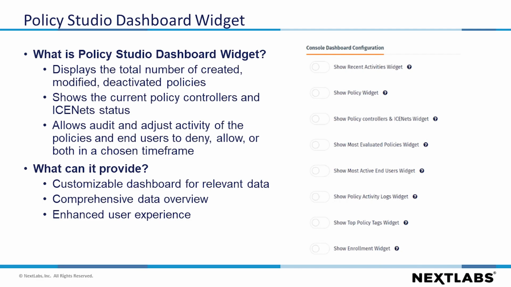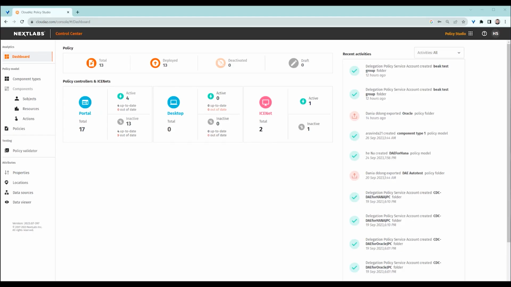user experience. In my Policy Studio, I currently only have 3 widgets enabled: the policy controller and ICENet status, and the recent activity widget. Let's first disable all our widgets.